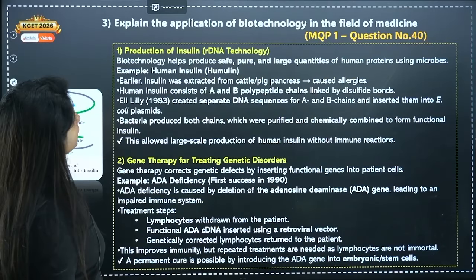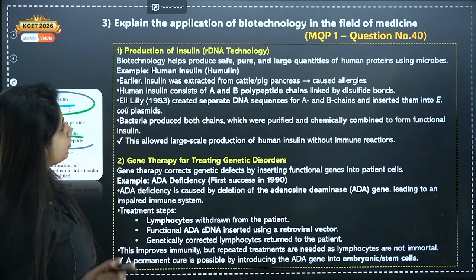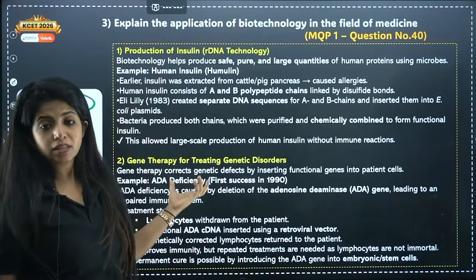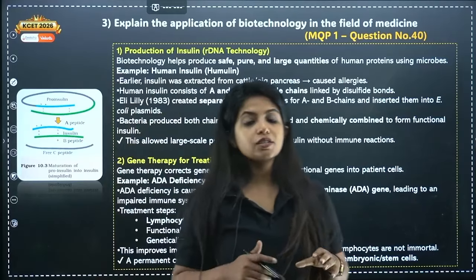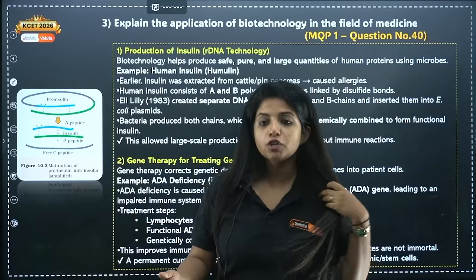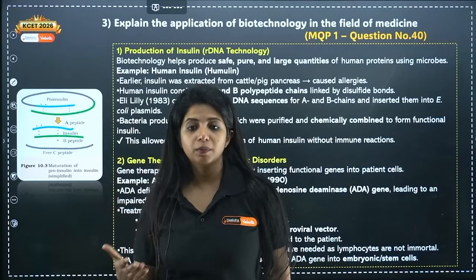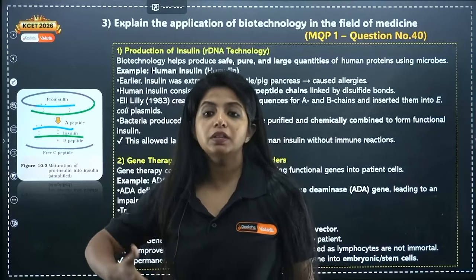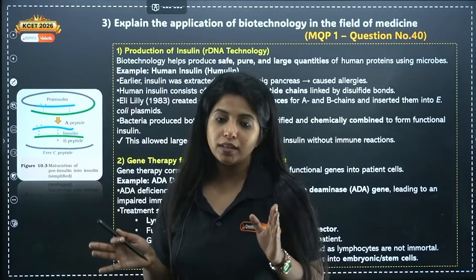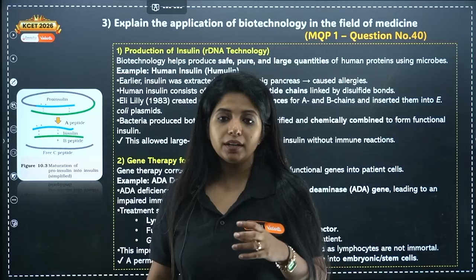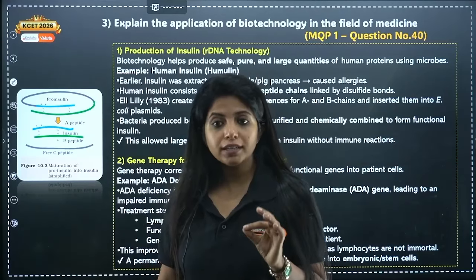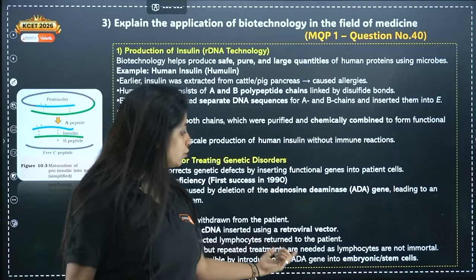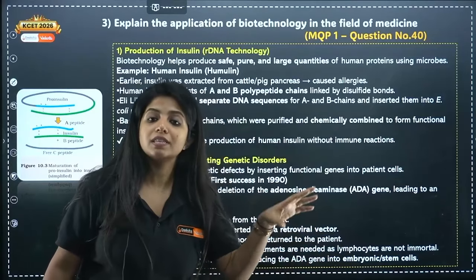Now, explain the application of biotechnology in the field of medicine. We have already discussed it. One is insulin, another one is genetic engineering, that is gene therapy. Always remember, usually we do bone marrow transplantation. You also give enzyme replacement therapy, where you give the enzyme transfusion again and again. But all of it needs what? Repeated transfusion. The only permanent cure is to treat it during the embryonic stage itself, otherwise no. Okay, so permanent cure is possible by introducing the ADA gene into the embryonic or the stem cells genes.